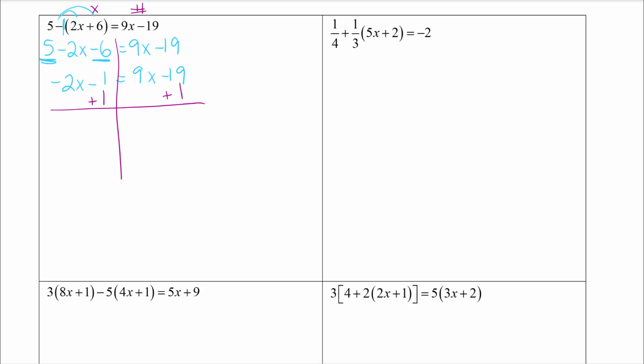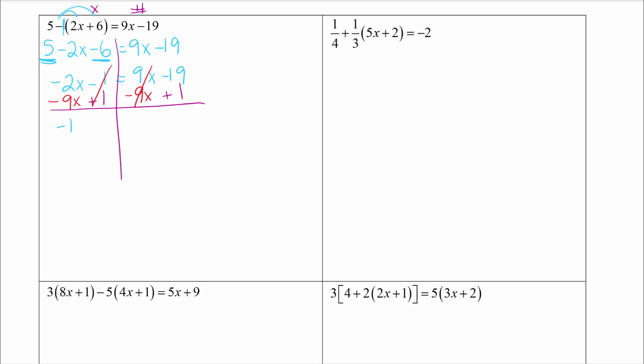It looks like 9x is on the number side, and I want it to be on the x side. So if I do the opposite of positive 9x, that's minus 9x. This is the first time that I've tried to do 2 steps in 1. If you like, you can do it in two steps, and that's fine.